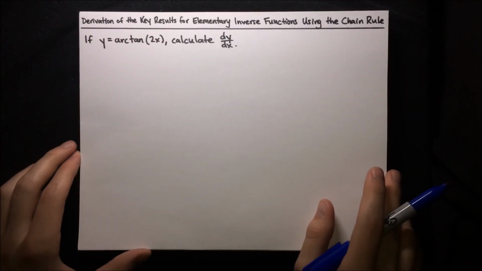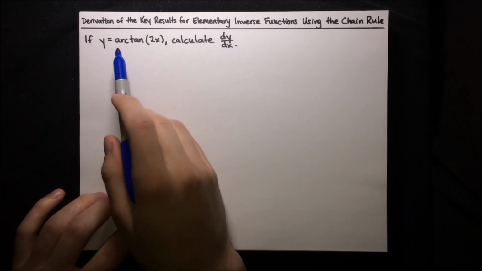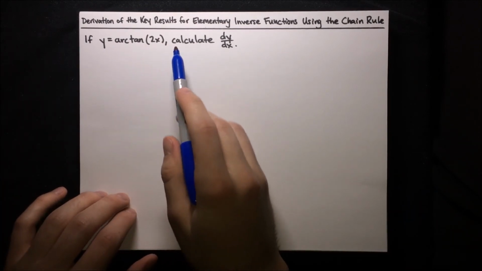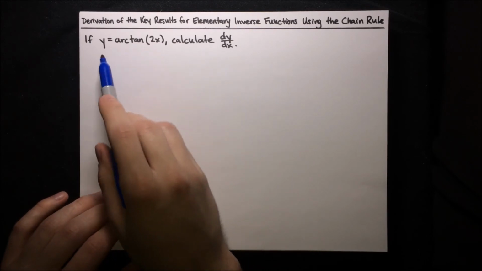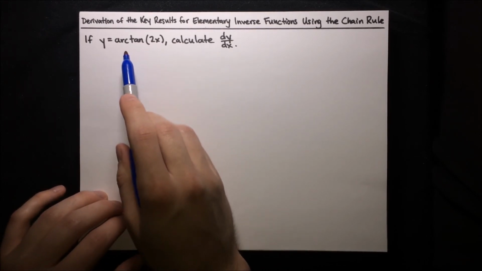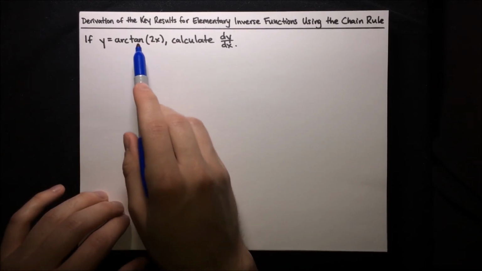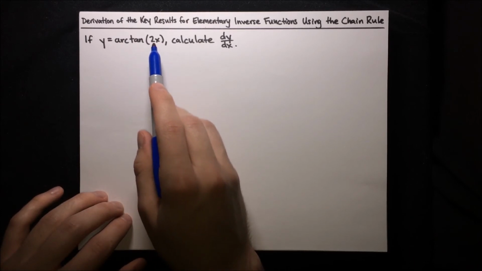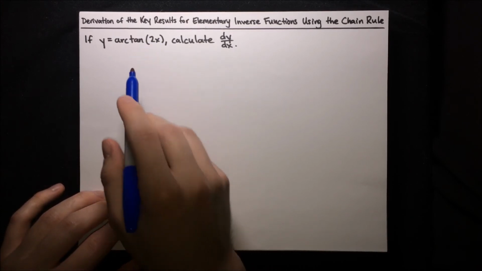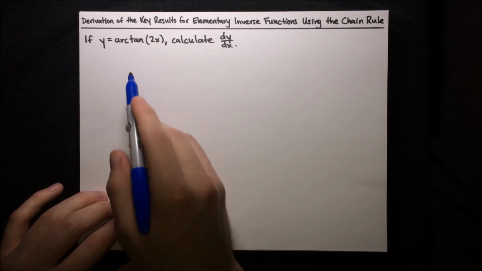Alright, here's a last example. y equals arctangent of 2x, and we want to calculate the derivative. This is pretty similar to the arc sine and arc cosine problems. Now we just have arctangent, but we've also got a 2 on the x there, which will make things a little bit different. But let's go ahead and take the same approach.